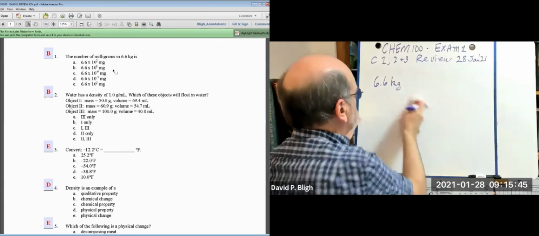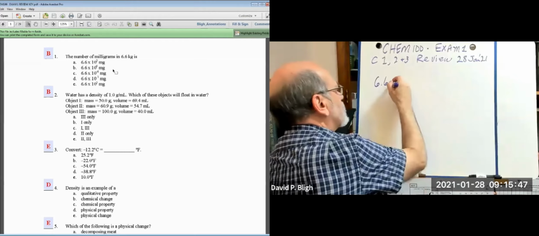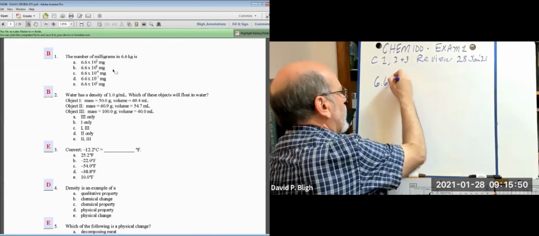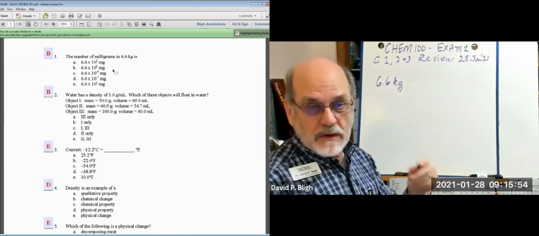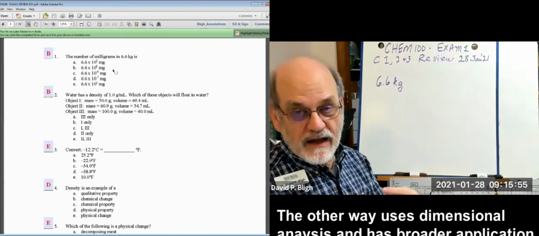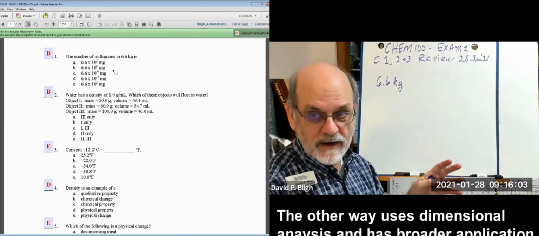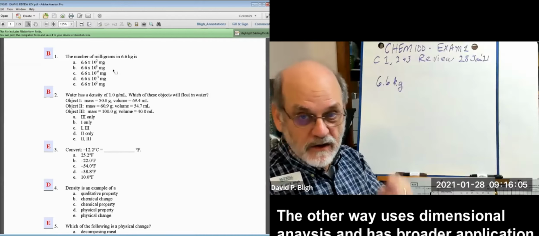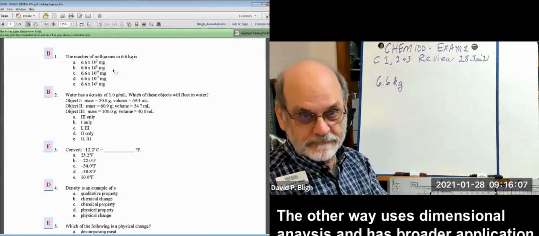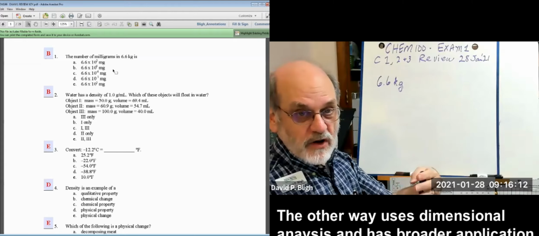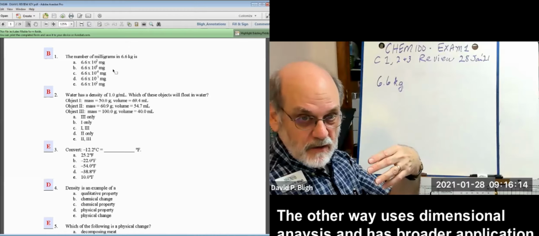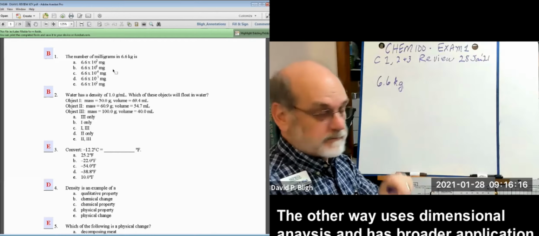And this way, let me do that better. Kilogram. Okay. This way we use dimensional analysis. Remember when I talked about conversion factors and why conversion factors work? Because every conversion factor is equal to 1. It's a ratio of one number to the other, and the ratio resolves to the number 1.